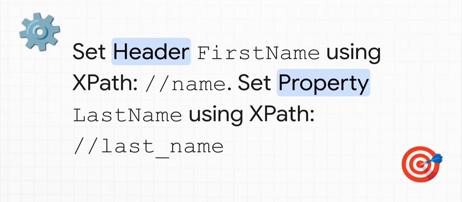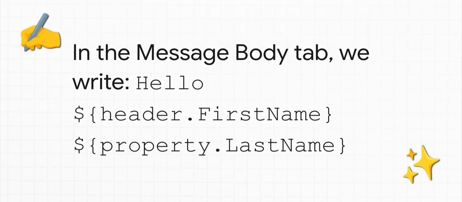So inside our content modifier, here is the setup. It's super straightforward. First, in the header tab, we'll create a new header, call it first name, and use a simple XPath expression to just grab the value from that name tag. Then, we do the same exact thing for a last name, but this time we'll store it as a temporary exchange property.